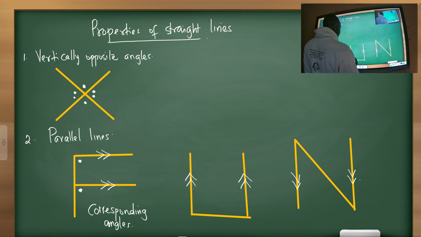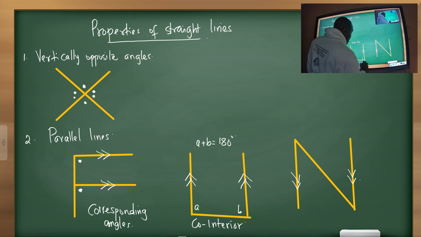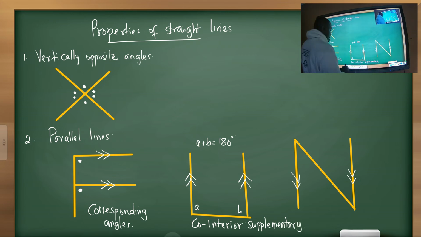All right, here we talk about co-interior angles. So if I talk about A here and B here, we say co-interior angles are supplementary. So angle A plus angle B should be equal to 180 degrees. Co-interior angles are supplementary.